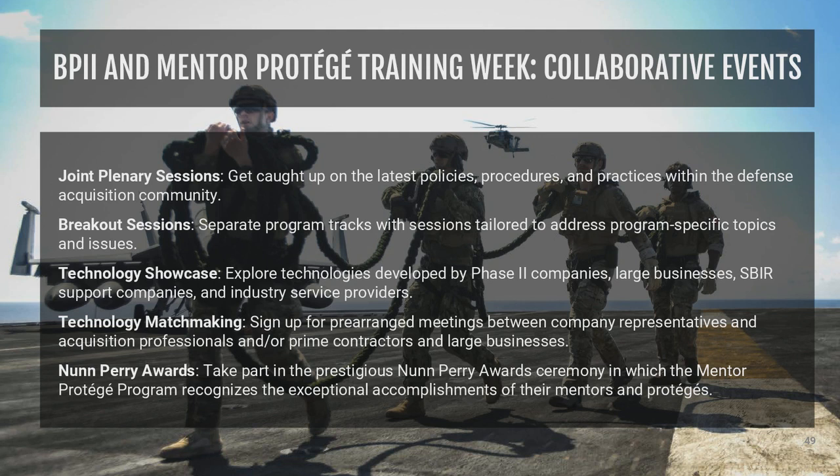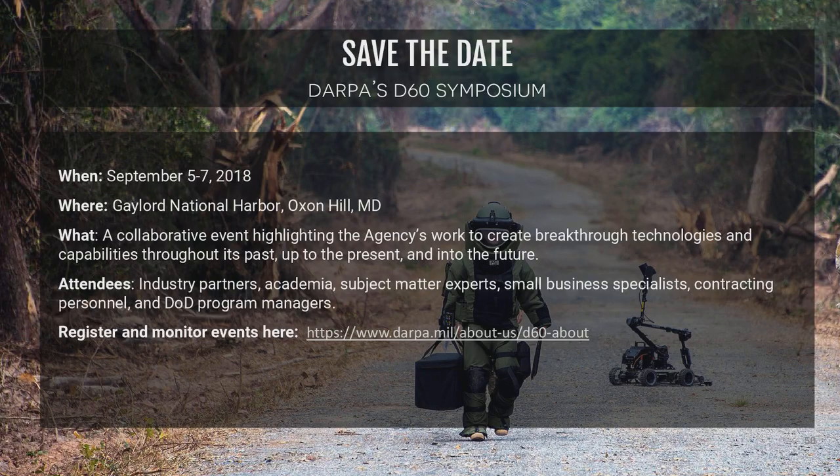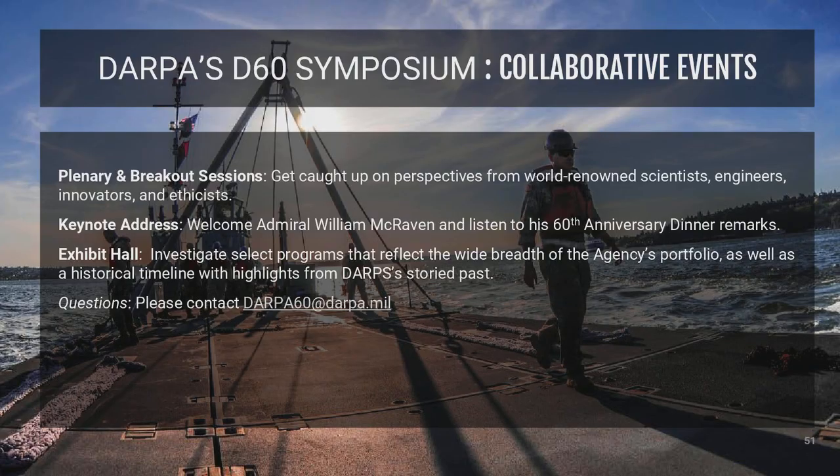Another great event that I want to mention is the DARPA D60 Symposium. D60 will be held September 5th through the 7th at the National Harbor in Maryland. This event will highlight DARPA's work in breakthrough technologies and is for a wide range of agency stakeholders, including SBIR participants. More information can be found at the link provided in the slides and also in this email. And if you need more information, please email darpa60@darpa.mil. Once again, that's darpa60@darpa.mil if you need more information. Next slide, please.